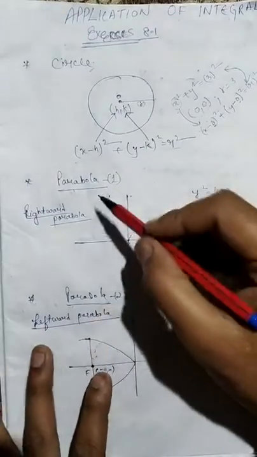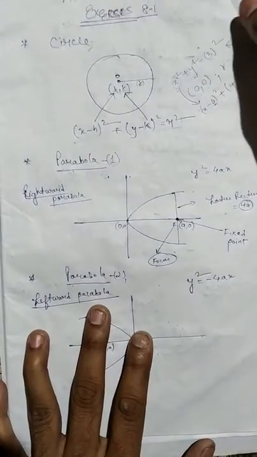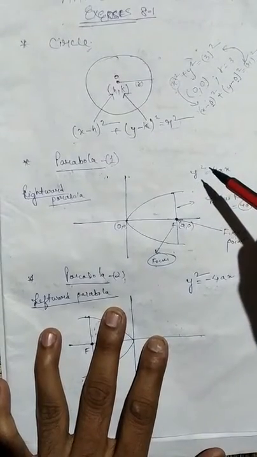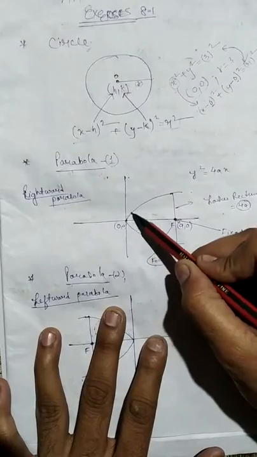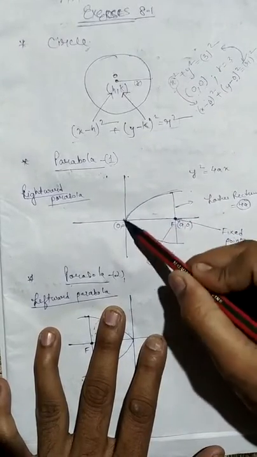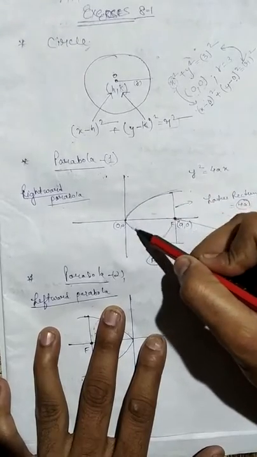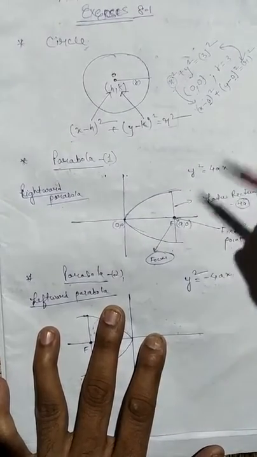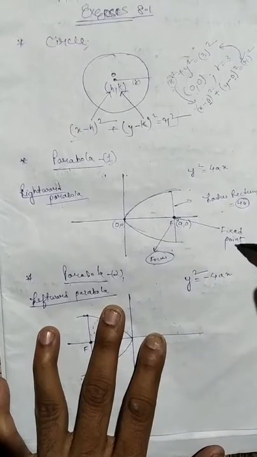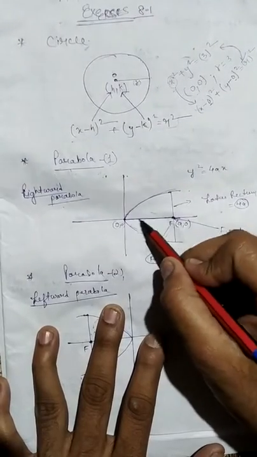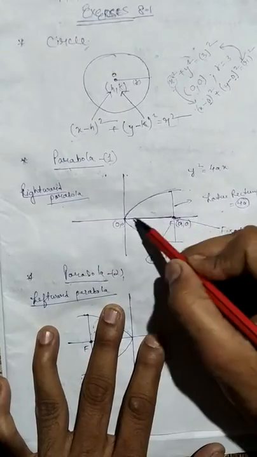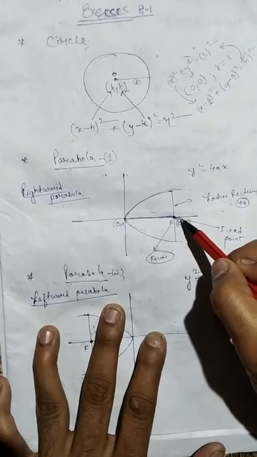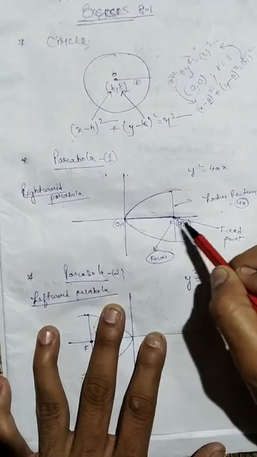Now the next part is parabola. There are 4 types of parabola, different kinds of parabola. The first one is the rightward parabola, meaning towards the right. You have a parabola towards the right, touching the y-axis. Remember this point is known as the focus, or fixed point. Here the value is a comma 0, because on the x-axis I have written a, and on the y-axis it is 0. This is the focus or fixed point.